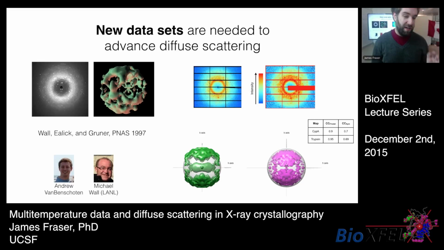You'll note that the protein here is staph nuclease, and that's really because staph nuclease is the only protein where there's currently a three-dimensional map of the diffuse scattering. And so this dates back to Mike Wall's thesis work with Saul Gruner in 1997. Andrew and Mike have been working quite hard to establish a few other models of diffuse scattering. I'm really happy to say we have a couple other maps that seem to have very high quality diffuse scattering and that we're using to test different models of correlated motion.